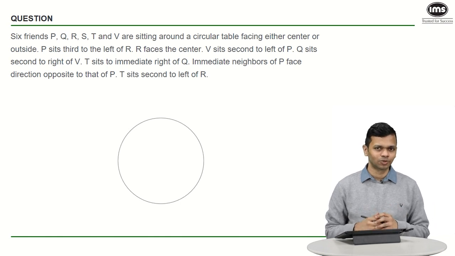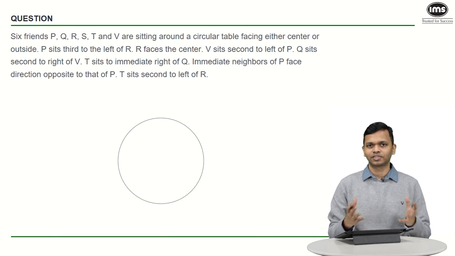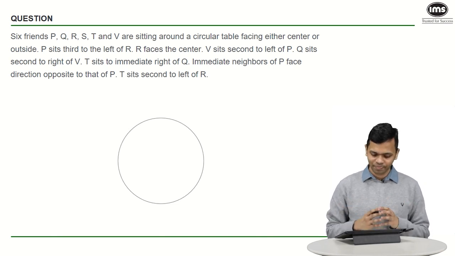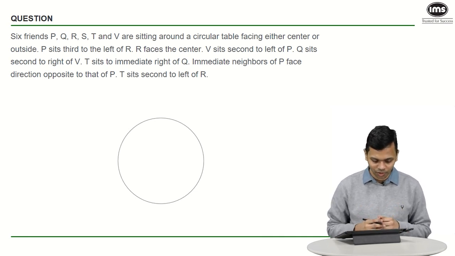Alright, so I hope you enjoyed the question. Let's get started with the solution. So there are 6 friends and they're sitting around a circular table. So that's the first thing that you will draw, of course, a circle. And they are facing either center or outside. So these questions are generally tricky. Let's see how this one goes.